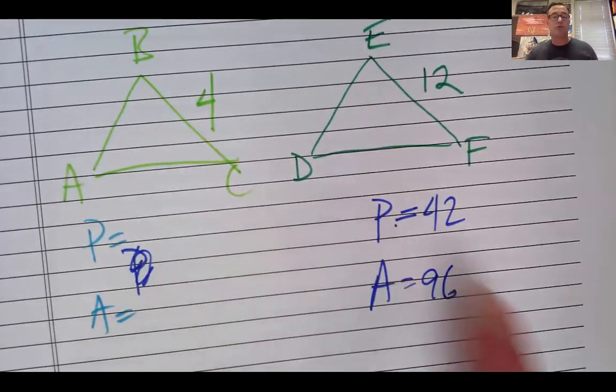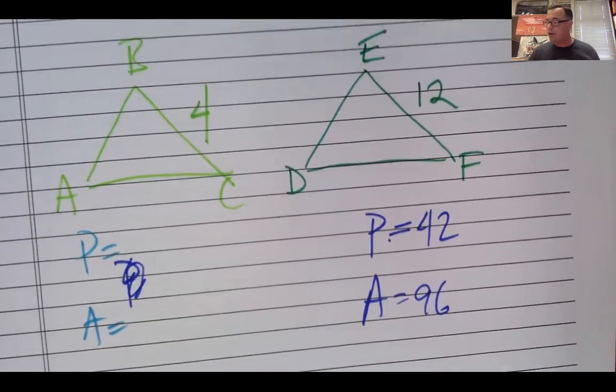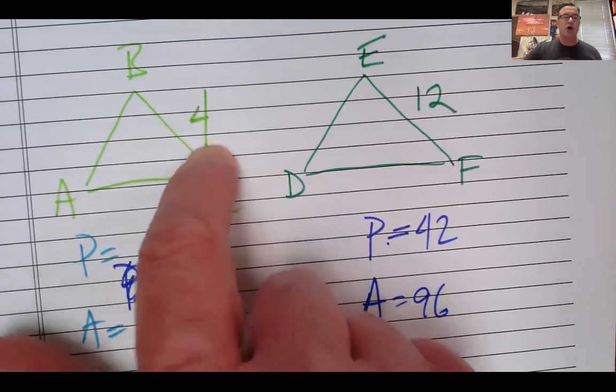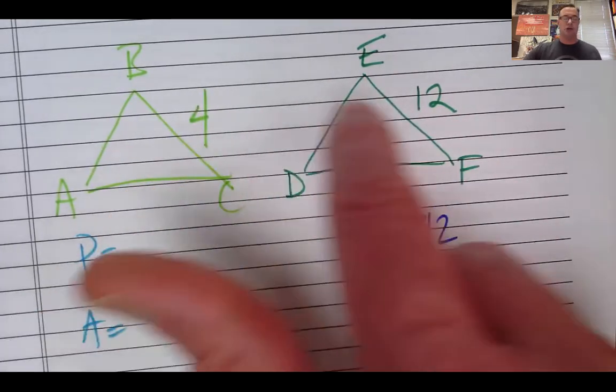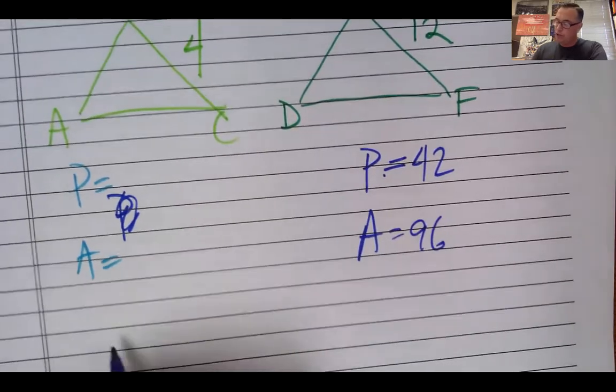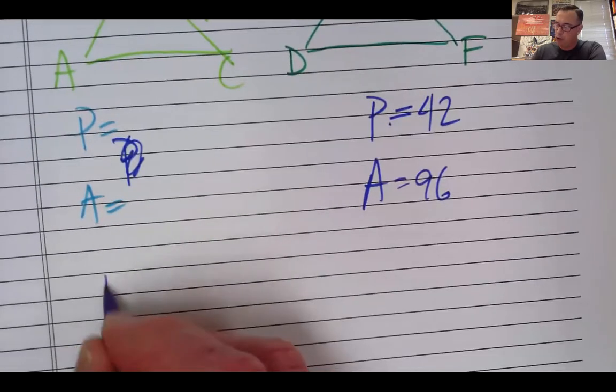First, let me do the proportion between the two, the way that we need to. So let's go 4 to 12. We'll go small triangle to large triangle. And as I set that up, we're going to just do our proportion.